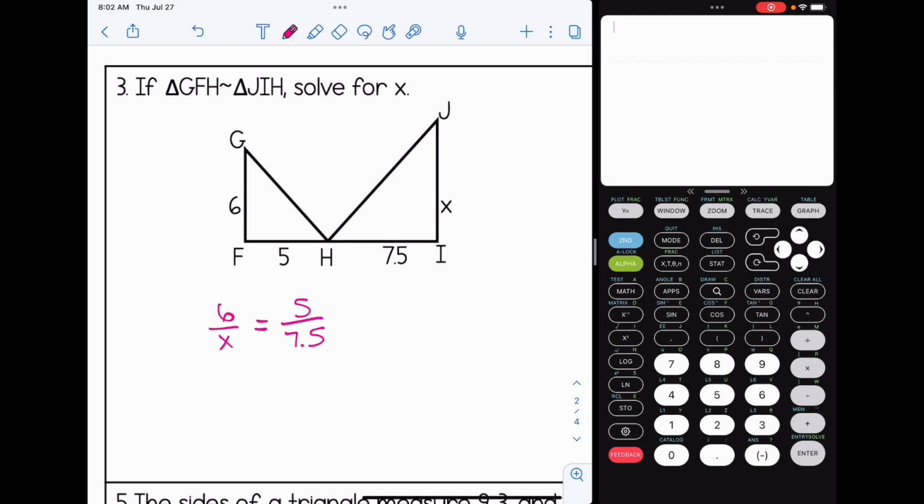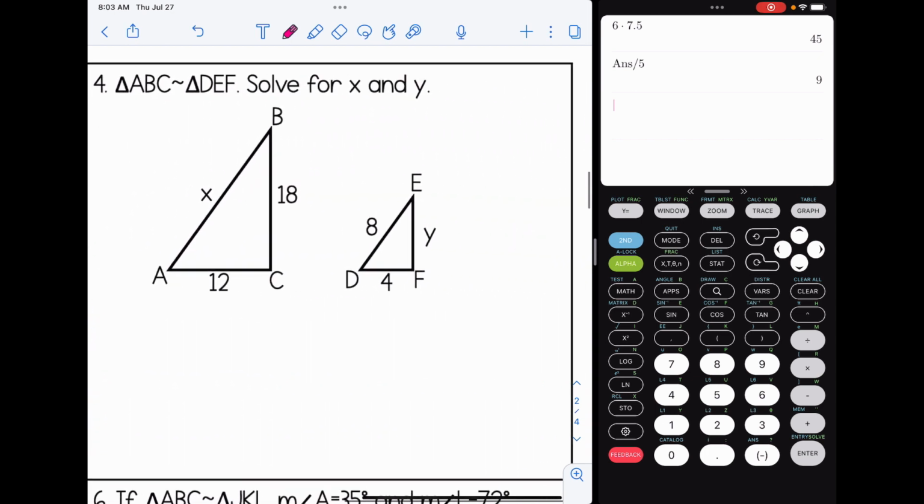All right, so let's cross multiply here. So I'm going to get 5 times X is just 5X. 6 times 7.5 is going to give me 45. When I divide both sides by 5, I'm going to get X is 9. You can always follow my calculations over on the right-hand side on the calculator screen.